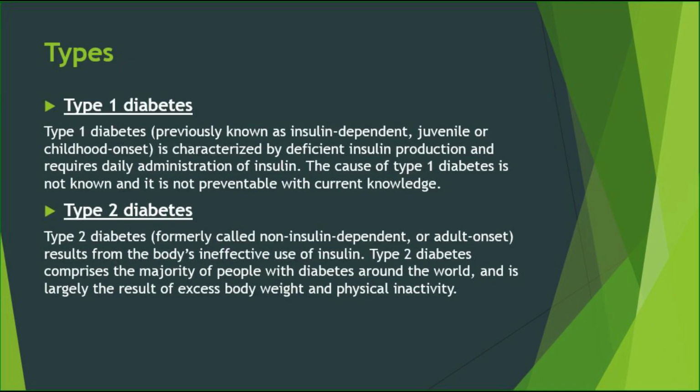There are four types of diabetes. Type 1 diabetes, previously known as insulin dependent, is characterized by the absolute deficiency of insulin, and it always requires daily insulin administration to survive. Type 2 diabetes is the most common form of diabetes mellitus, and the number of this type of diabetes is gradually increasing because of our bad lifestyle. Because of our lifestyle, we are gaining excess weight. We do less physical activity, so it is causing insulin resistance, and as a result, we are developing type 2 diabetes.